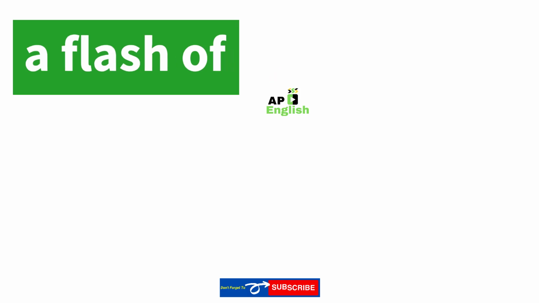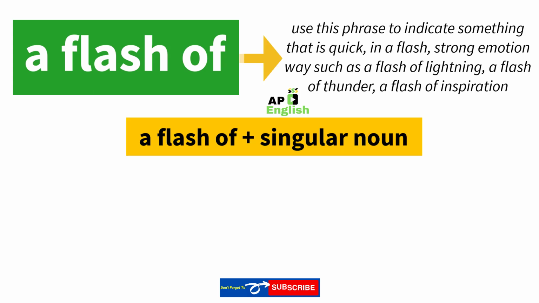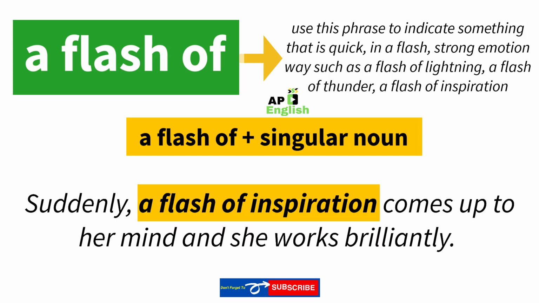A flash of indicates something that is quick, in a flash, or a strong emotion, such as a flash of lightning, a flash of thunder, a flash of inspiration. Example, suddenly a flash of inspiration comes up to her mind and she works brilliantly.